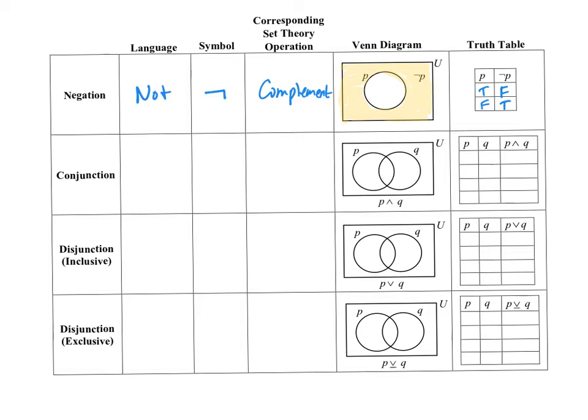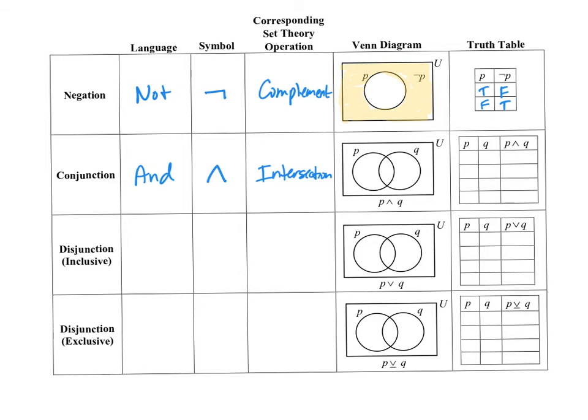Okay, so now let's take a look at a conjunction. The language we use when we're using a conjunction will be the word "and." The symbol is the caret symbol. And in set theory, a conjunction would be represented by an intersection. Okay, remember how we define intersection? If we want to talk about the intersection of sets P and Q, those would be the elements that are in both P and Q at the same time.